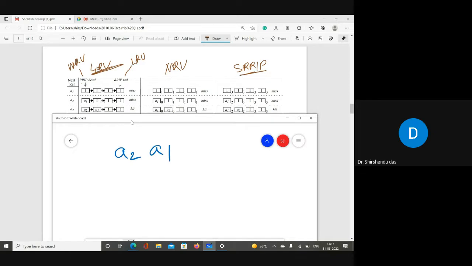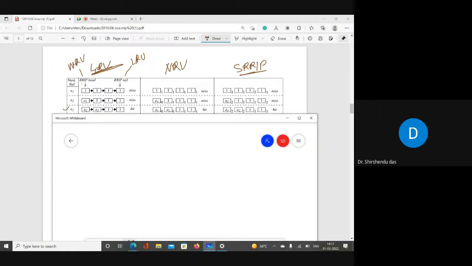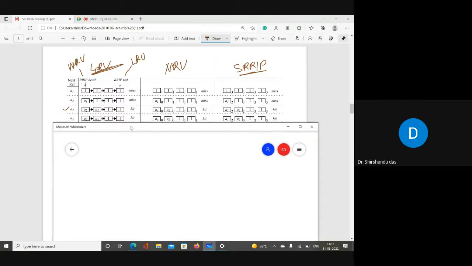In A2 A1, the next request is again A2 here. So if the next request is again A2, then there will be a hit in the cache, so it is written hit here. So nothing will change after this line. After this line also A2 A1 will be there. Nothing is changed, because according to the promotion policy, if there is a hit, then we have to promote it to MRU, but in that case A2 is already in the MRU position.